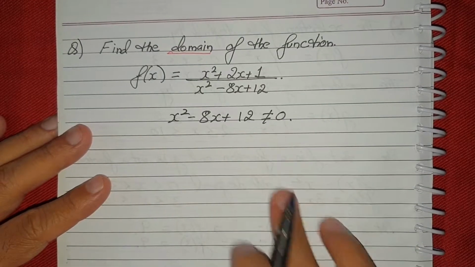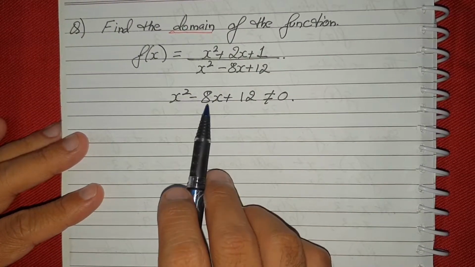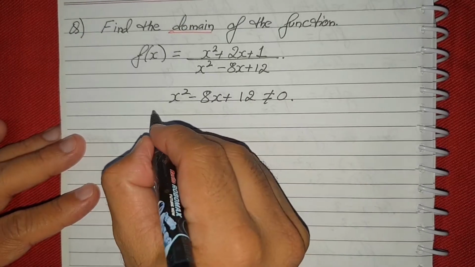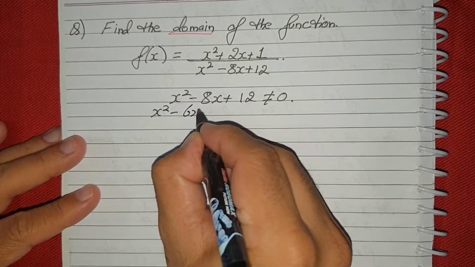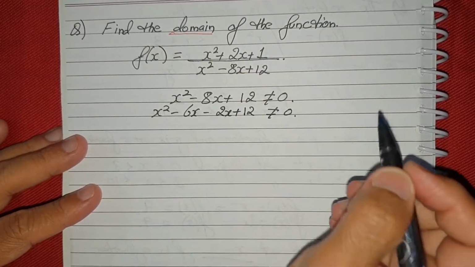Now do the middle term splitting. So this is 12, and for minus 8 we can take minus 6 and minus 2. So this is x square minus 6x minus 2x plus 12 should not be equal to 0.